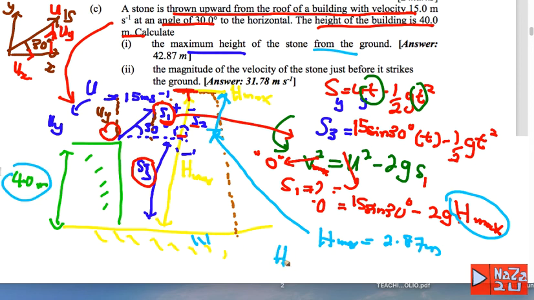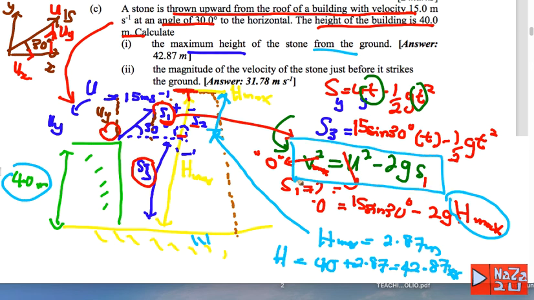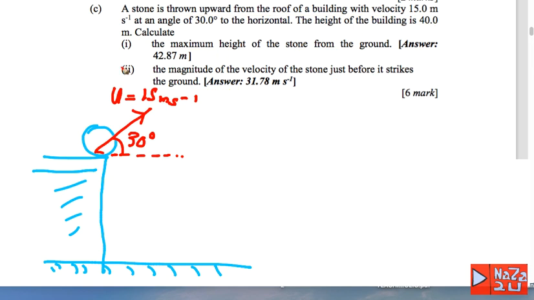So the total h is equal to 40 meter plus 2.87, so you have 42.87 meter. Maybe you can use another equation or another solution, but I think to calculate h from the ground surface, you can use v squared equals u squared minus 2gs, right? Okay. Continue to number 2.